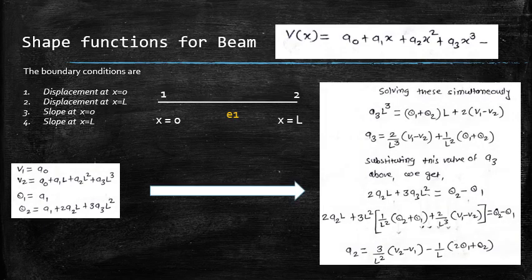So here you can see that this is our displacement model. It contains four coefficients a0, a1, a2 and a3. At the same time there are four boundary conditions: displacement at x is equal to 0, displacement at x is equal to L, slope at x is equal to 0 and slope at x is equal to L. So slope is nothing but dv by dx. So this is our displacement model. These are four boundary conditions.